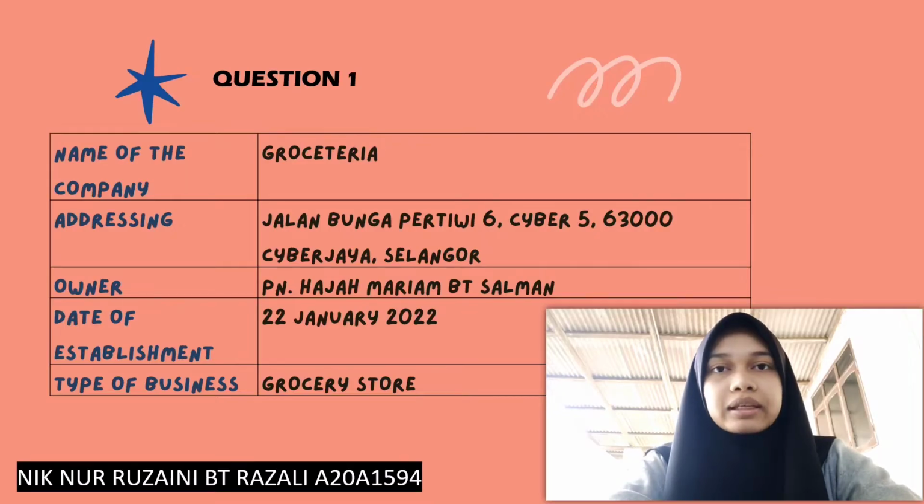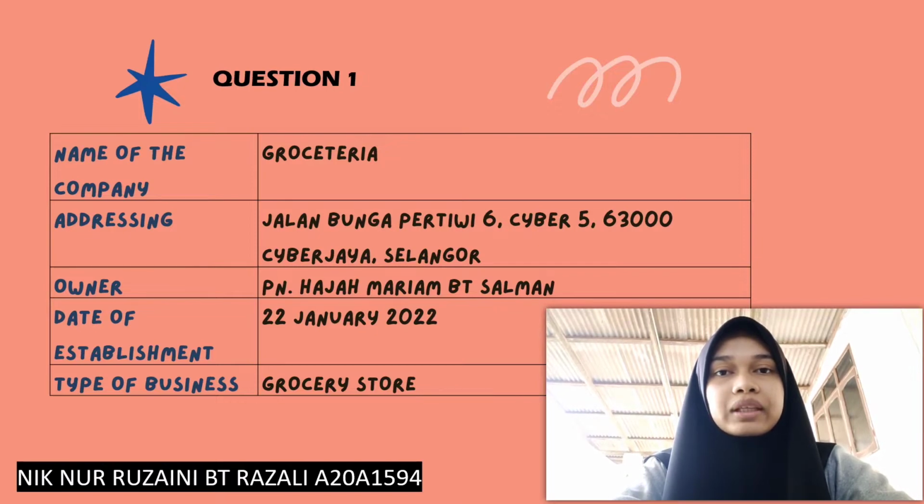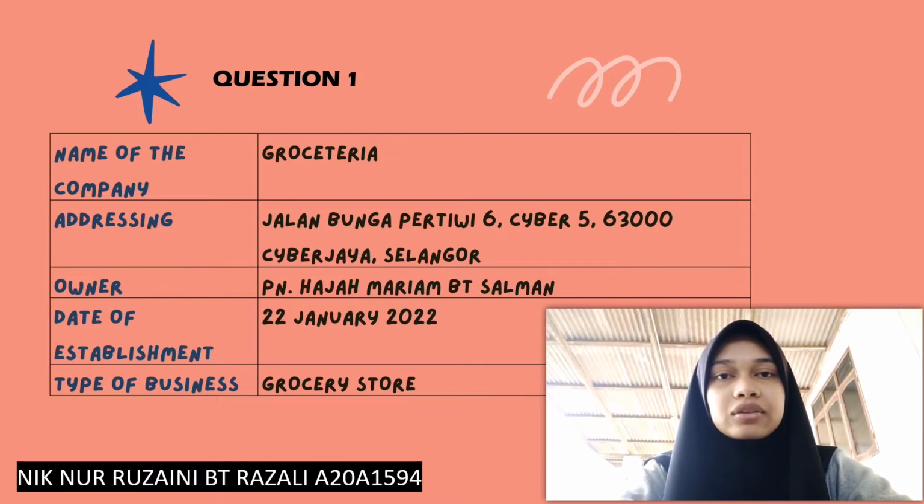Question 1. The name of the company is Groceteria, addressed at Jalan Bunga Pertiwi 6, Cyber 5, 6300 Cyberjaya, Selangor. The owner's name is Puan Hajah Mariam binti Salman, established on 22 January 2022. The type of business is a grocery store.